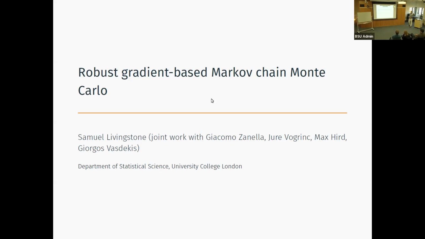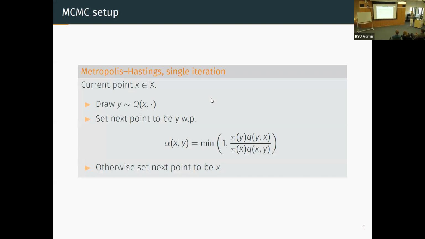So the first bit is about robust gradient-based Markov chain Monte Carlo, and the first paper connected with this was joint work with Giacomo Zanella, who's at Bocconi University, and then we did follow-on work with Jure Vogrinc, who was at Warwick for a long time, Max Hird, my PhD student, and Yorgos Vazdekis, who is my postdoc. But let's get into it. So this is just setting the notation and the basics, really.